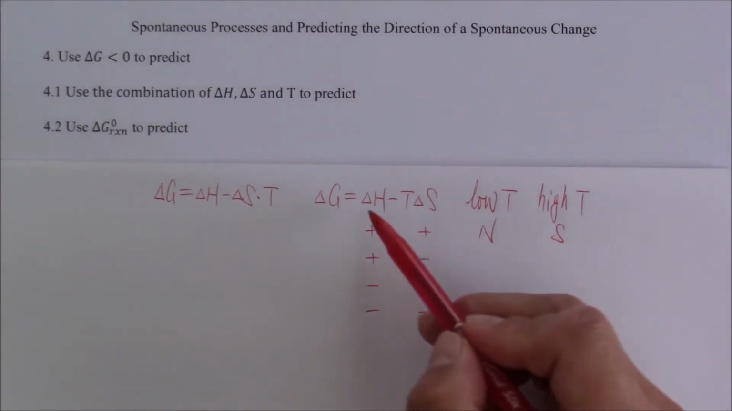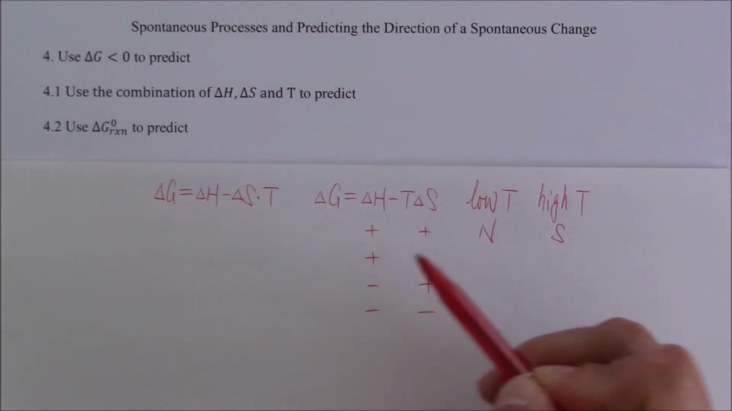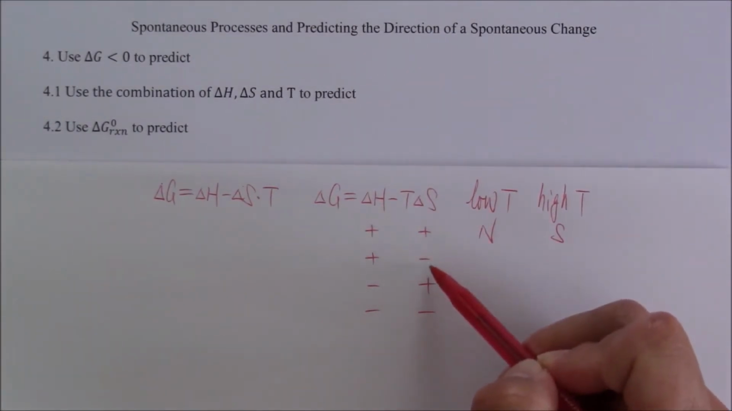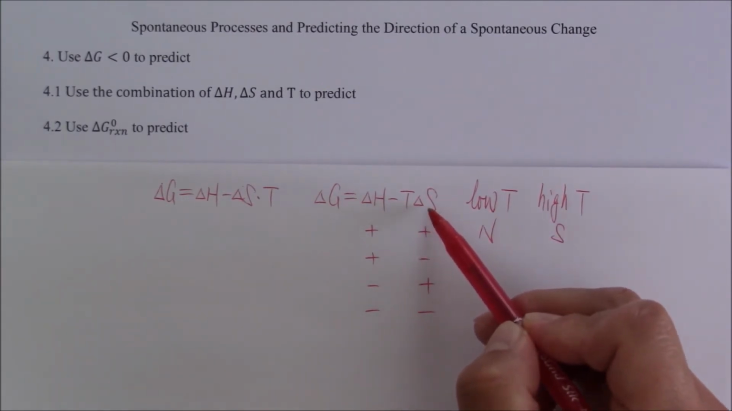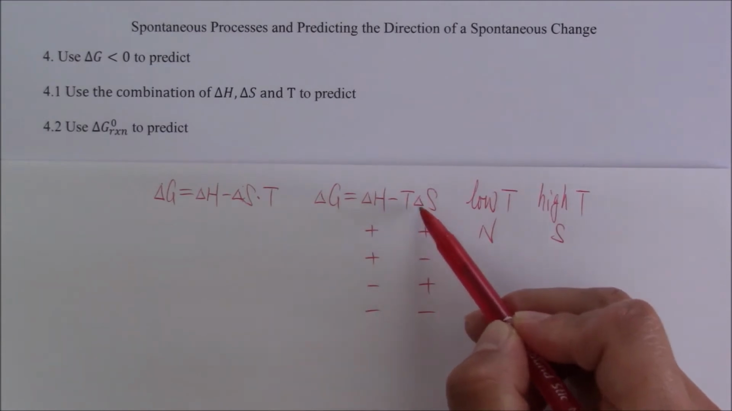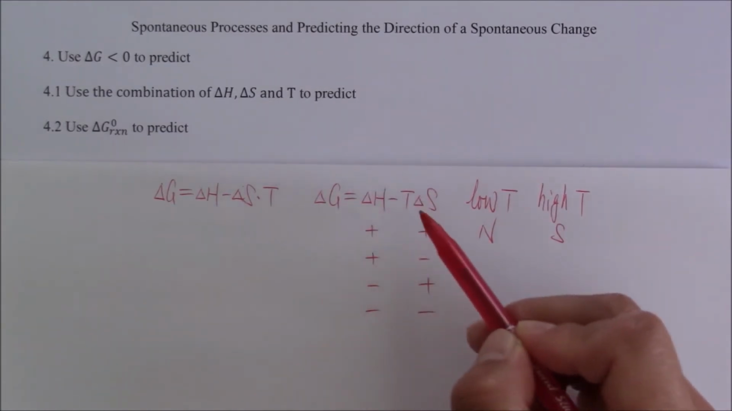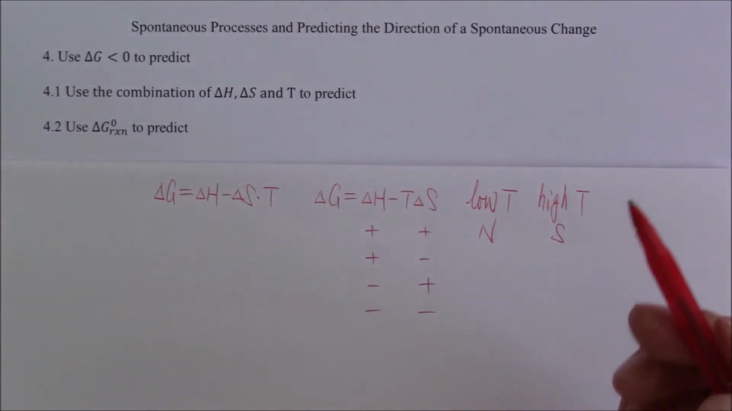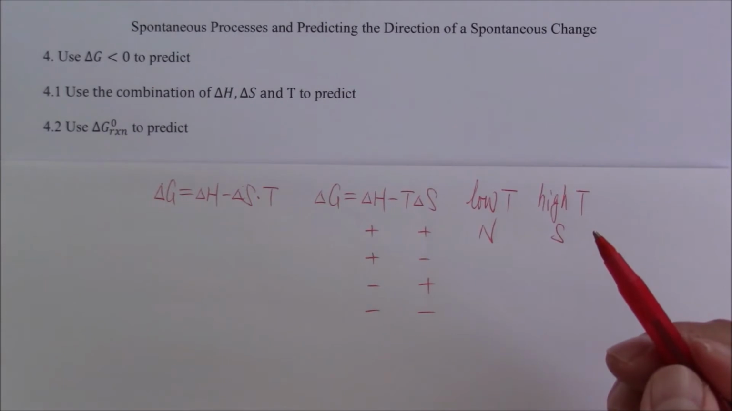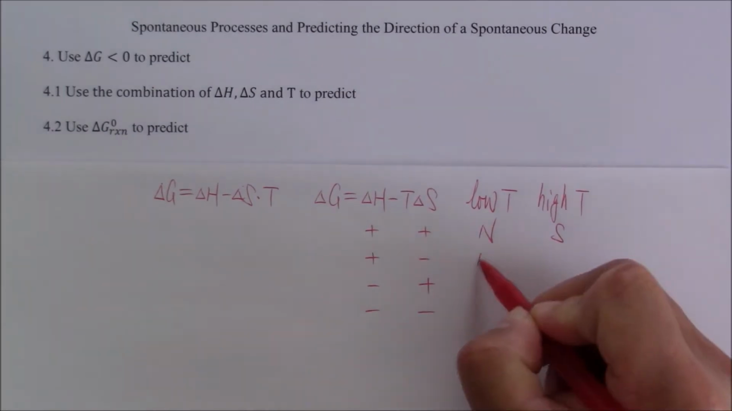Let's look at the second case. Delta H is positive, delta S is negative. A positive number multiplied by a negative number is negative. Minus a negative number is positive. A positive number and another positive number make delta G always positive. That means it is always non-spontaneous.